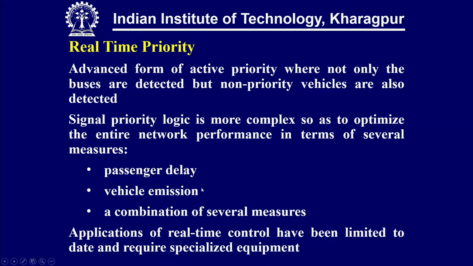So, the decision so far, what I said, was only based on sensing a bus and then deciding. If it is unconditional, you give priority immediately; if it is conditional, then you see whether the bus is late or so, and then decide whether you want to extend green or truncate red time, or suppress a phase, or what other different ways you can give priority. But here it is not only the buses, but everything else we are trying to sense.